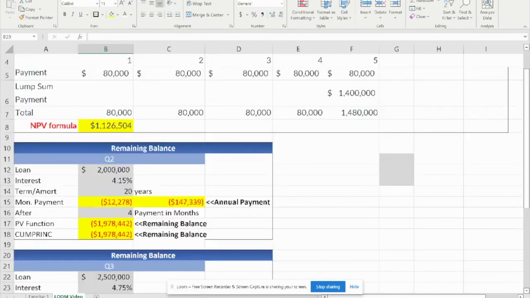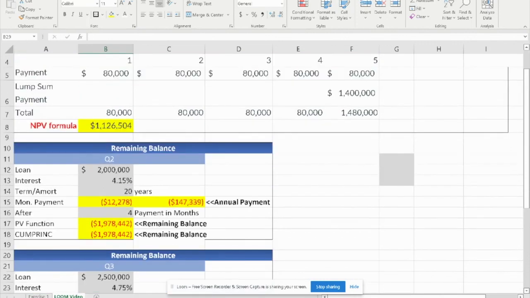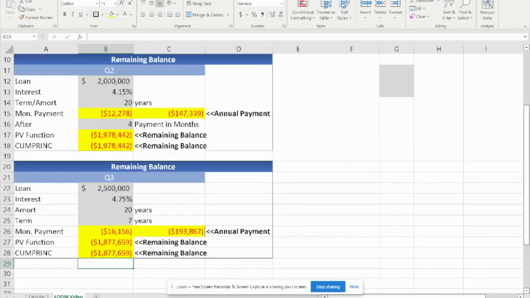So this answers your question. There are 3 questions answered today in this video: how to calculate the net present value of an annuity, how to calculate the remaining balance from a fully amortized loan, and how to calculate the remaining balance for a partially amortized loan. Hopefully this was helpful to you.